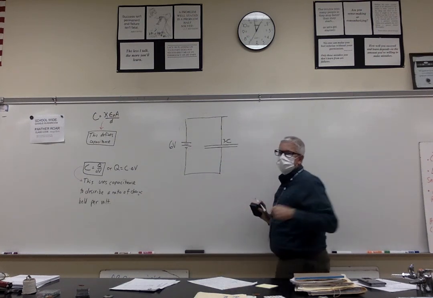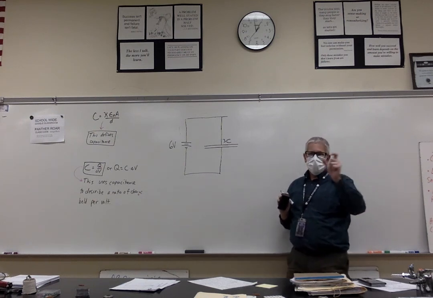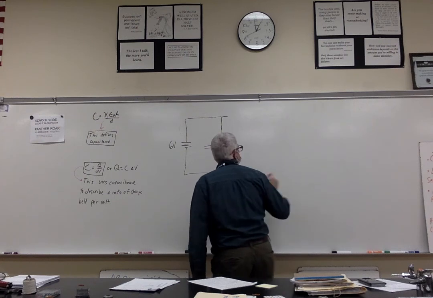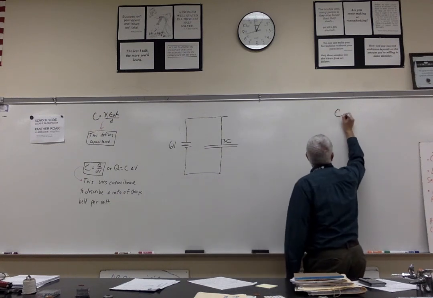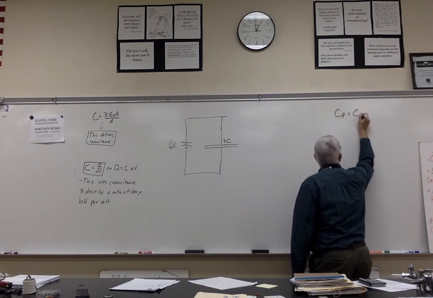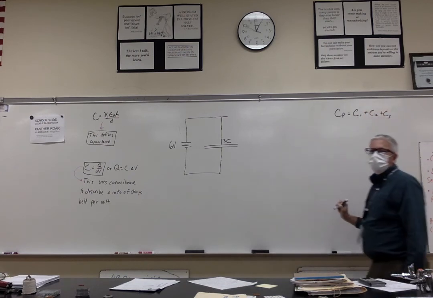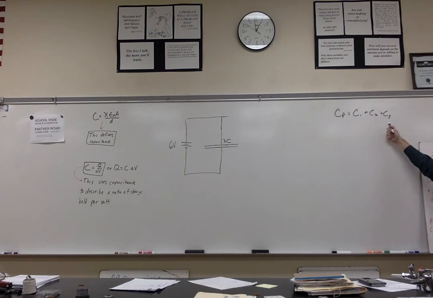So that means the same thing as those 3 capacitors that are in parallel. So in a parallel circuit, we simply add the capacitance of each individual branch's capacitors to get the total. Hopefully that makes sense.